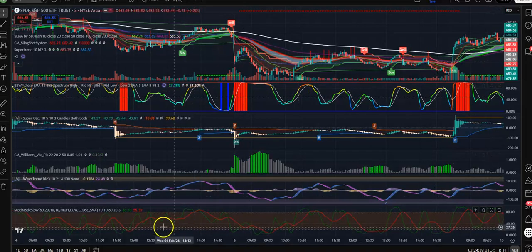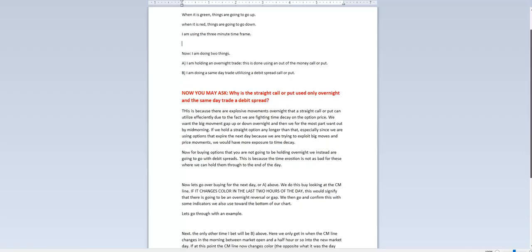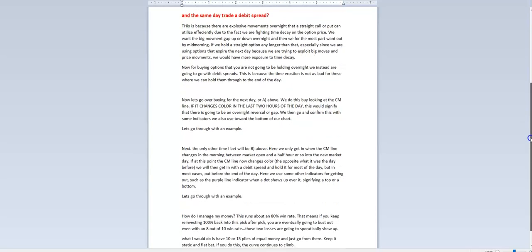So let's take a look at some more specific examples. Now, when I'm buying for the next day, I do that by looking at the CM line. If it changes color in the last 2 hours of the day, this would signify that there's going to be an overnight reversal or gap. Okay, let's go through with an example here.